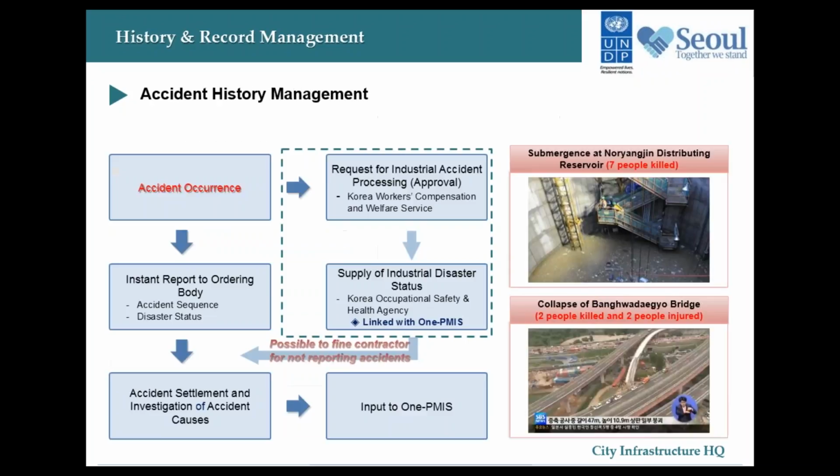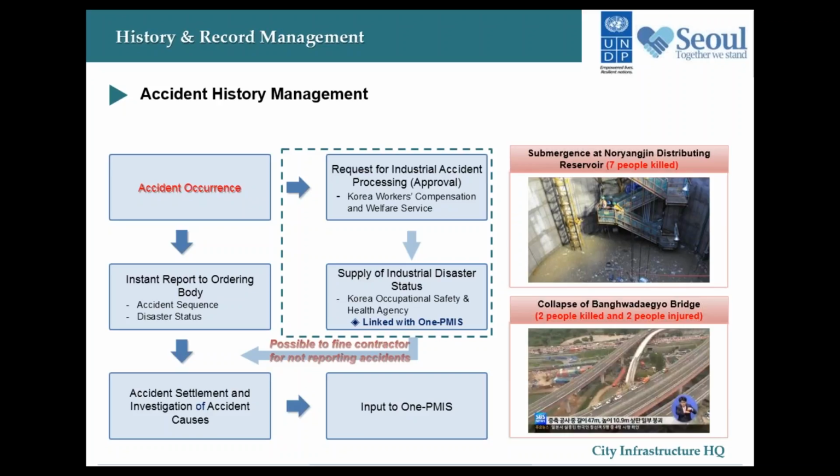Next is the accident history. The Seoul government experienced 2 major construction accidents in July 2013, and in response, the government established a systematic accident history management menu on OnePMIS. So the slide here shows the working steps of Seoul's accident history management.